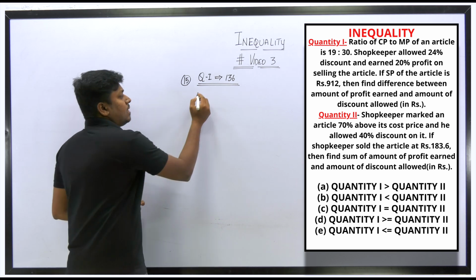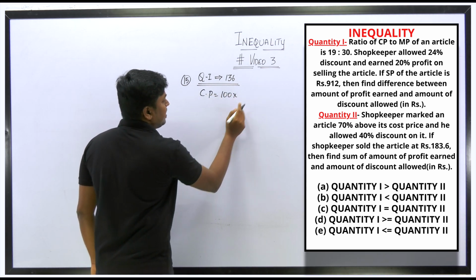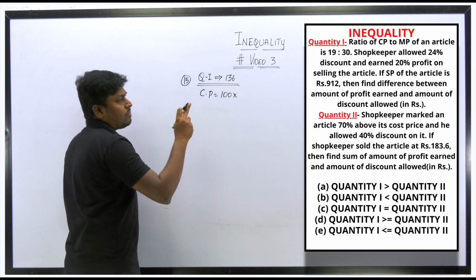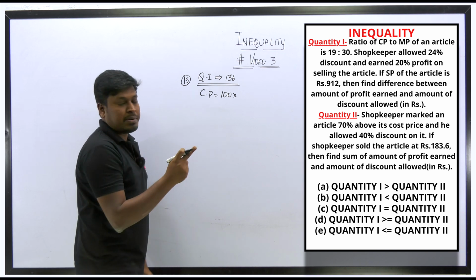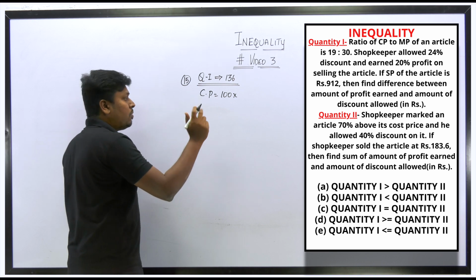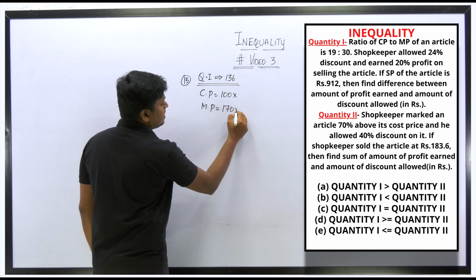So first we can say that the cost price of the article is 100x. Now, the shopkeeper marked the article 70% above the cost price. So from the cost price he is marking 70% above. So we can say that the marked price will be how much? 170x. Yes or no?